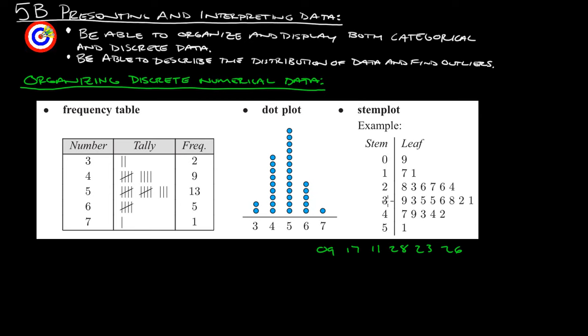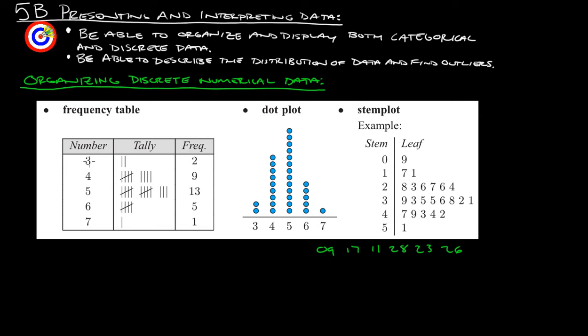So again, this is the tens place, and these all are the ones place here. Okay, so that's another way to look at it. Now, when you're deciding how to organize your discrete numerical data, you need to pick which one would be the best. Now, if you look at this one here, the numbers 3, 4, 5, 6, and 7 show up.